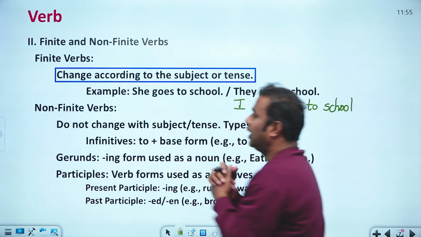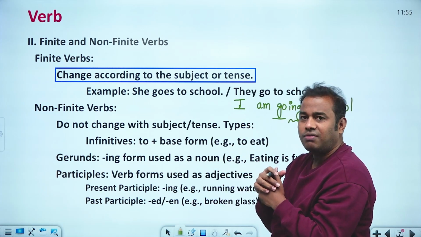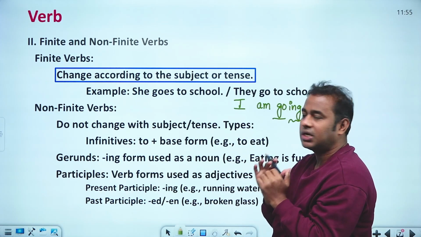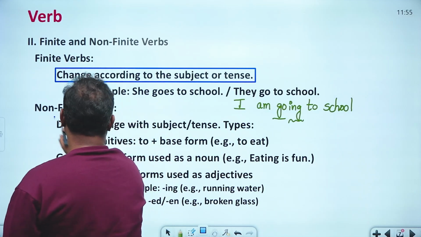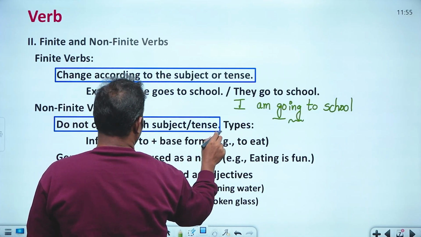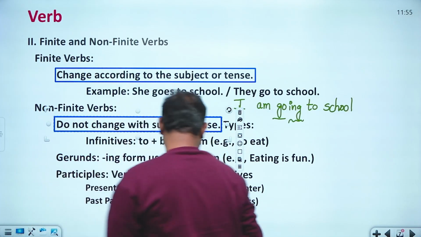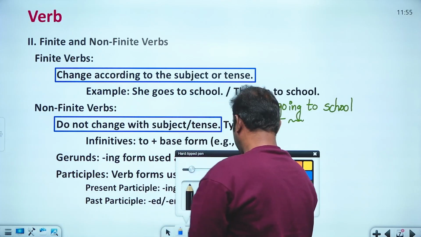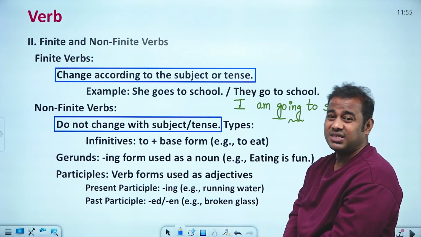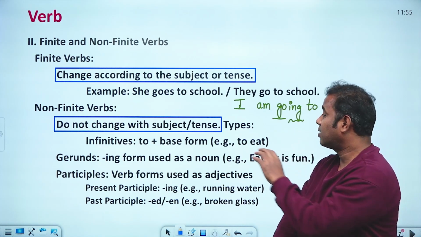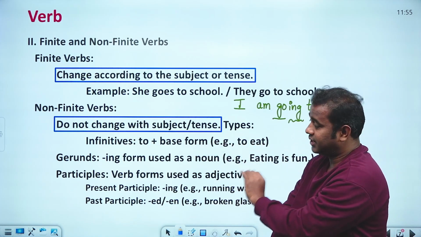Then what is a non-finite? Non-finite verbs are verbs that generally do not change with the subject or tense. So why do they not change with the tense? Because the non-finite verbs fall into three categories. They are called infinitives, gerunds, and participles.